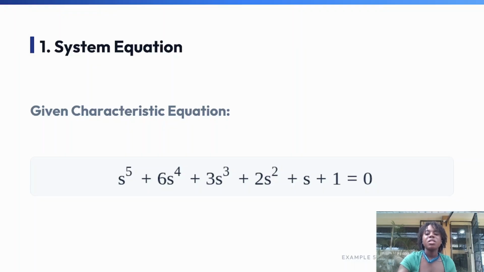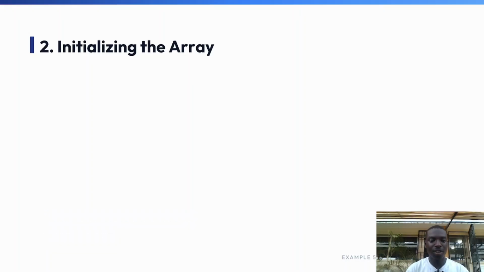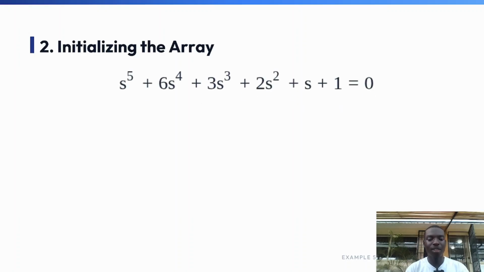To begin with, we must first identify our characteristic equation, which is s raised to the power 5 plus 6s raised to the power 4 plus 3s raised to the power 3 plus 2s raised to the power 2 plus s. I'm going to cover the initialization phase of our analysis by initializing the array for our Routh-Hurwitz analysis. And we are going to use the coefficients of our fifth order system polynomial.